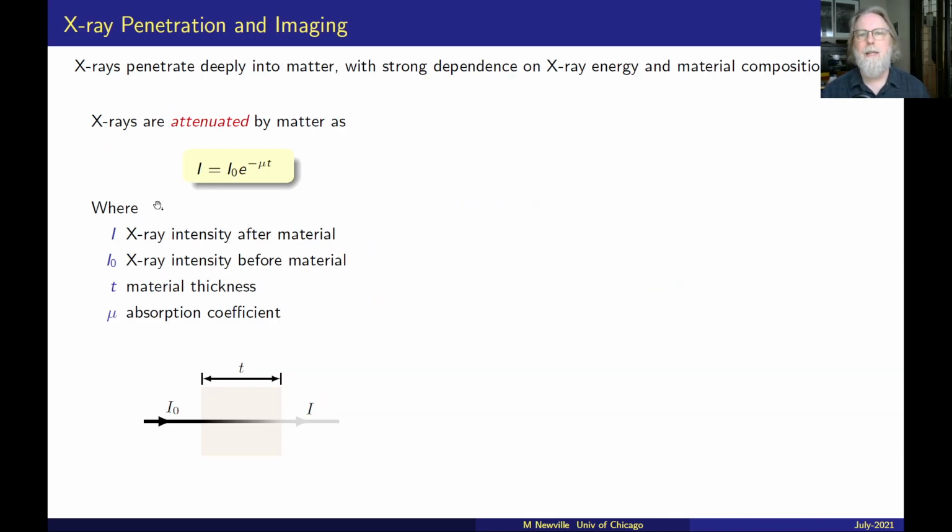X-rays are highly penetrating, as I said before, with a strong dependence on X-ray energy and material composition. X-rays are attenuated by matter according to the Beer-Lambert law, which is just that the attenuation is exponential in the thickness of the sample, and in some parameter, mu, which we'll call the absorption or attenuation coefficient. I'll go into a little bit of detail on that later. So if we consider an incident beam with an intensity of I0 hitting some material with a thickness t, the exiting intensity after the material will be this exponential decay through the material.